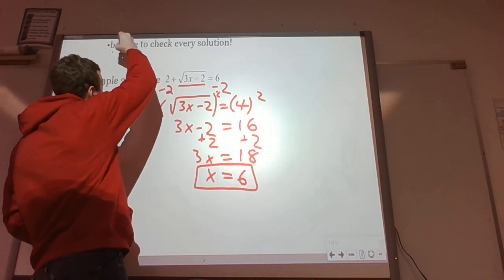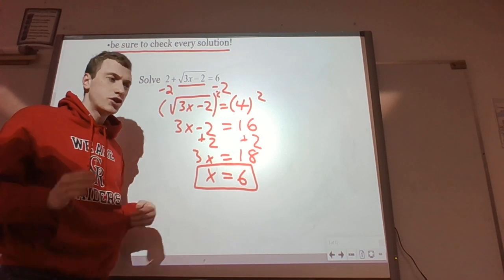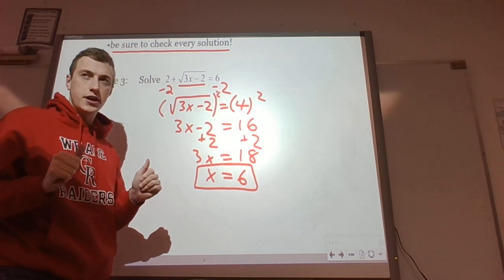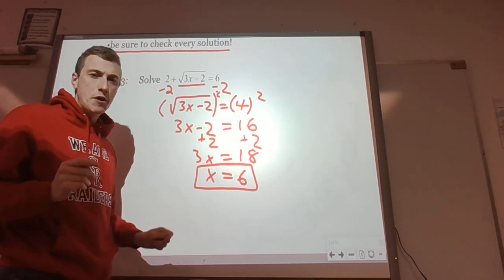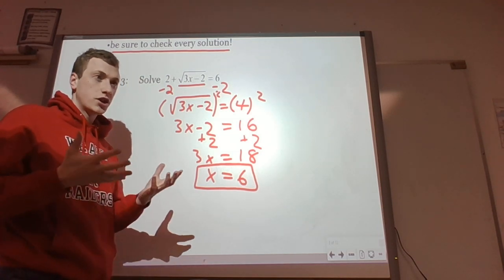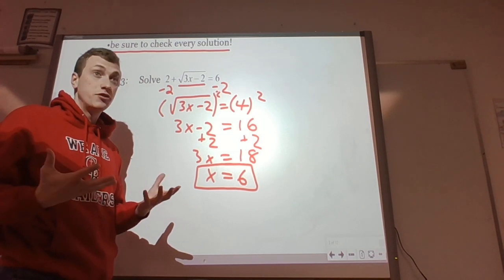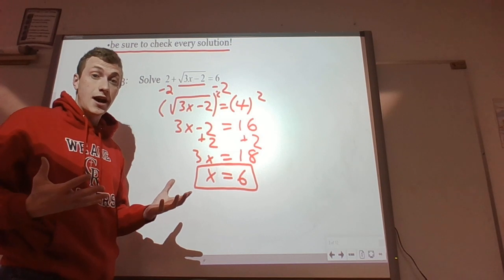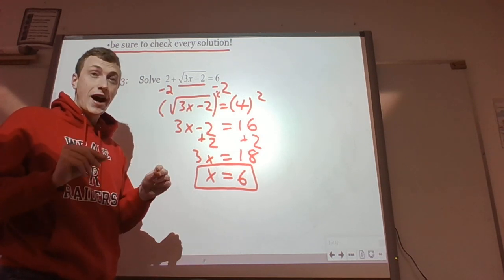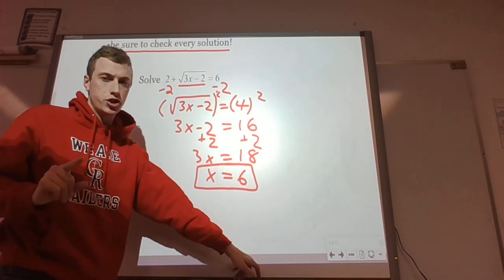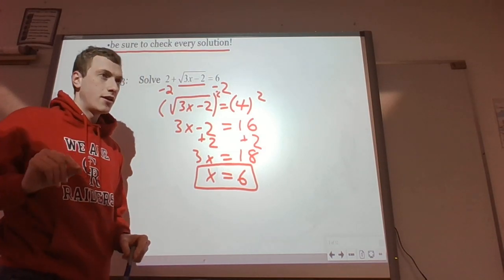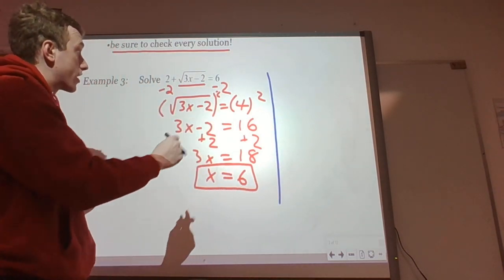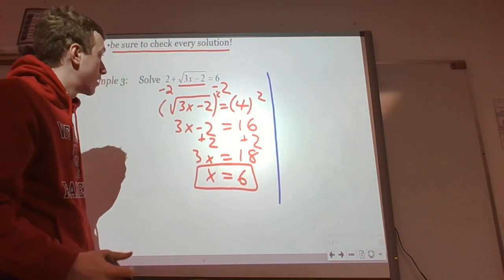Now, see where it says, be sure to check every solution? With radical equations, this is particularly important. In Algebra 1, you probably learned to check your solution just to kind of verify that you did your algebra correct. In this class, you're probably doing your algebra correct most of the time, but with radical equations, it's very important to check your solution, and we'll see another example later on that shows why that's so important. So let's just go back to where we started and make sure that x equals 6 makes sense.